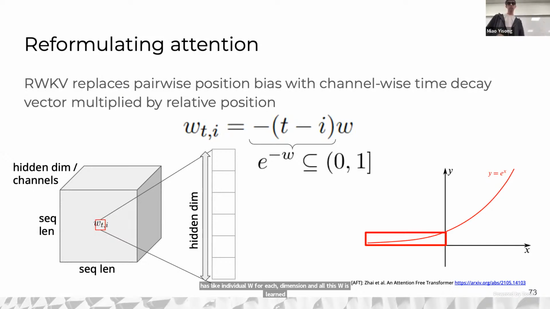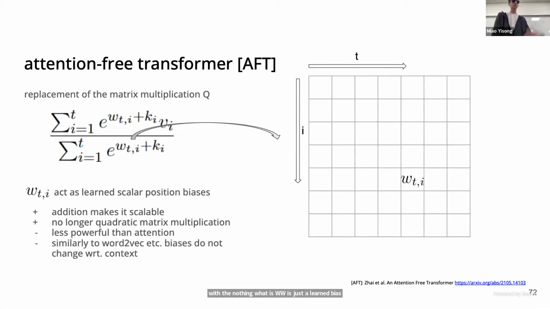Okay, so what is T and I? T and I is the relative position. T is the current position, I is the position of the token that you're looking back at. One is absolute, the other is relative. And you multiply the position difference with the W. What is W? W is just a learned bias, which is the W previously here, with a similar function to the one previously here.